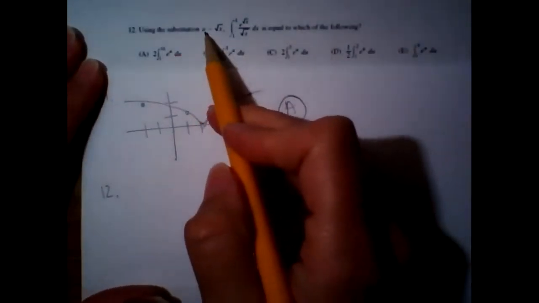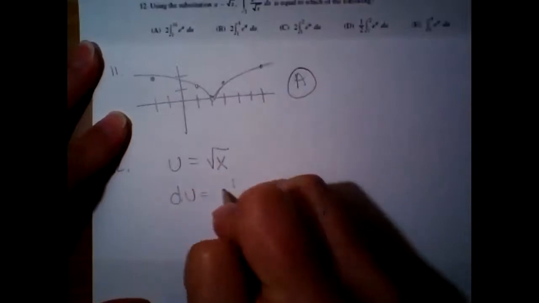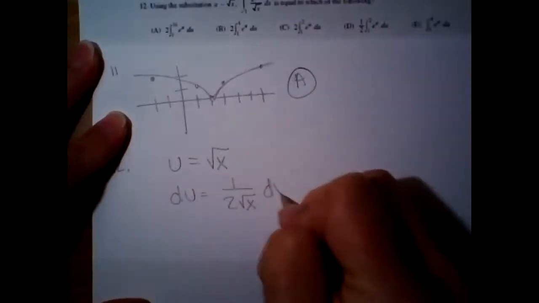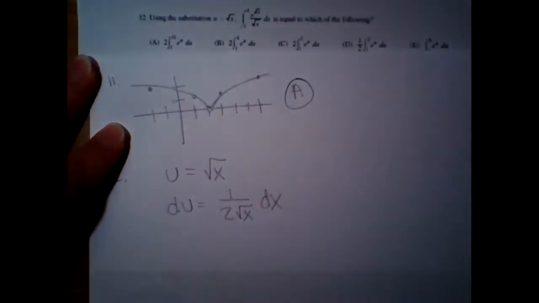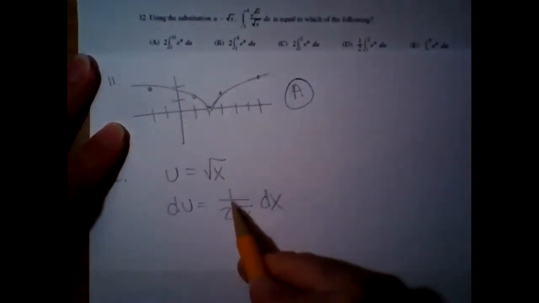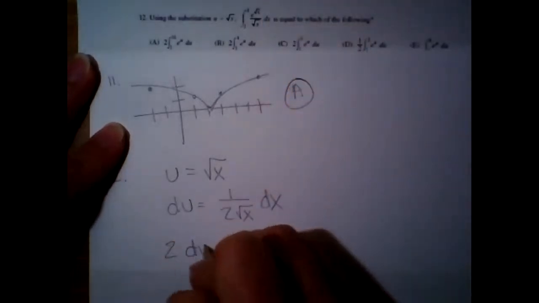All right, using the substitution u equals square root of x. All right, so they start you off with that. du would be 1 over 2 square root of x. Again, I think it's good to just know the derivative of square root is 1 over 2 square root. And there's a 1/2 here, but we don't have a 1/2 in the problem, so we're going to adjust that with a 2.